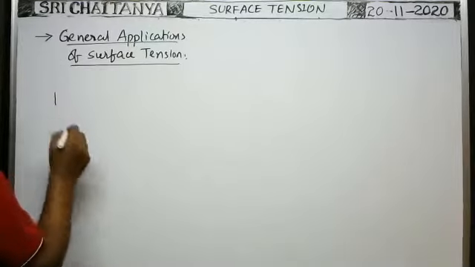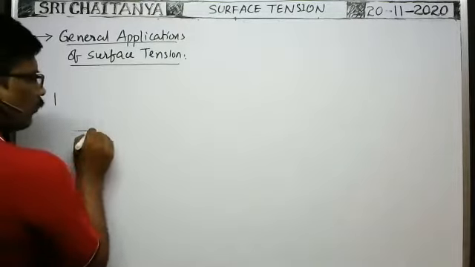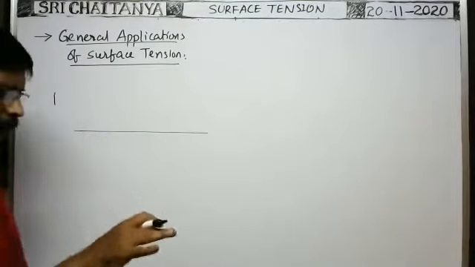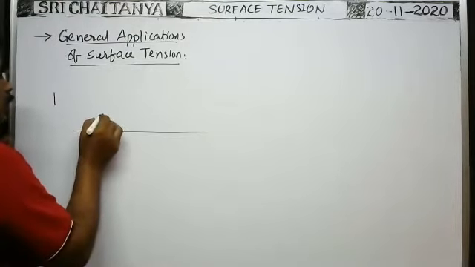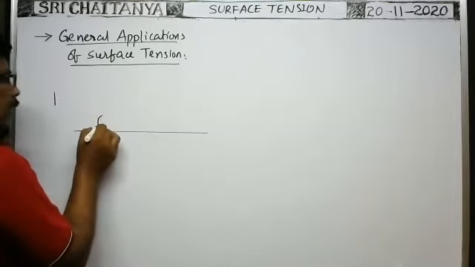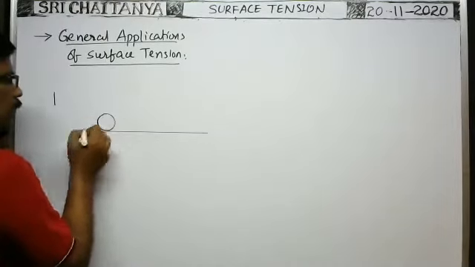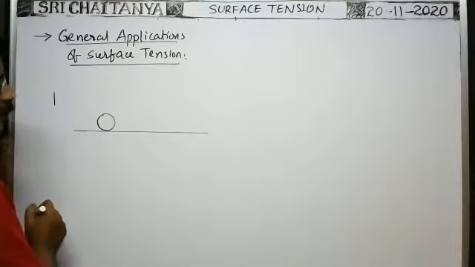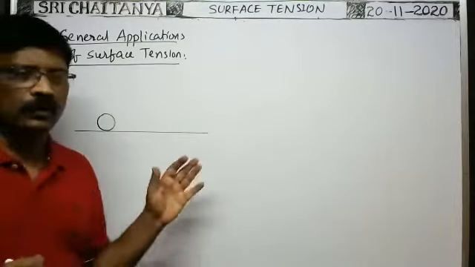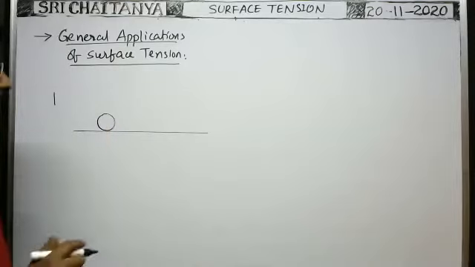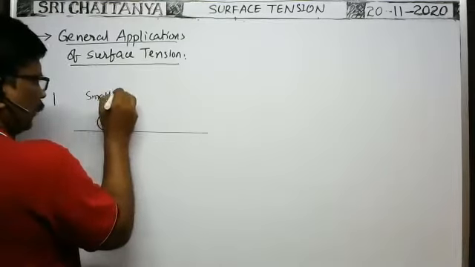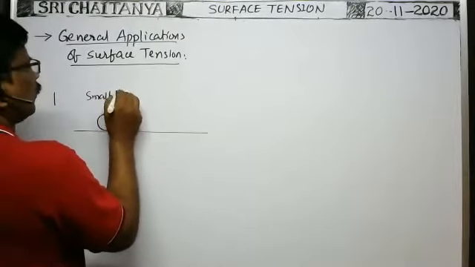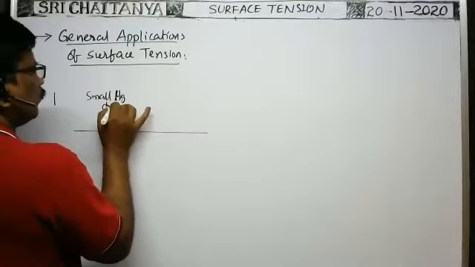Suppose on the glass plate or on the floor, a small mercury drop is taken. It is almost spherical in shape like this. Suppose a large mercury drop is taken. This is the small mercury drop, Hg.